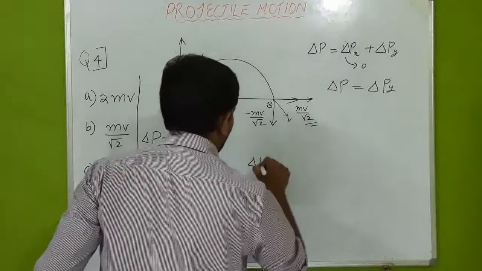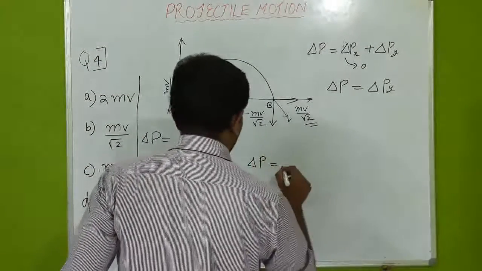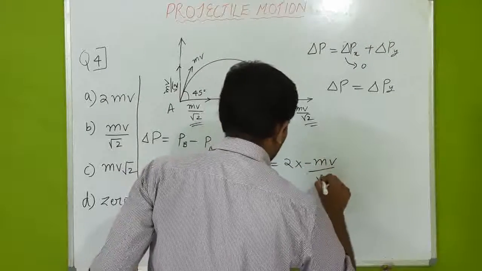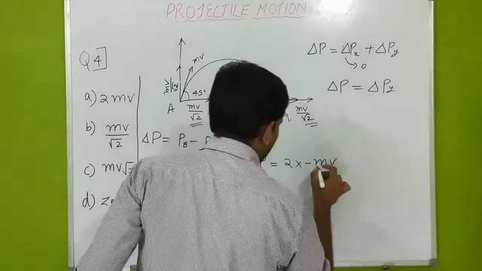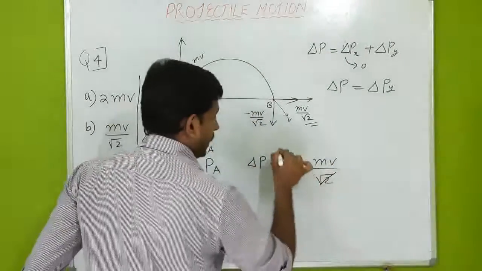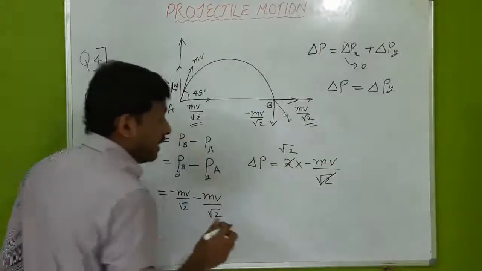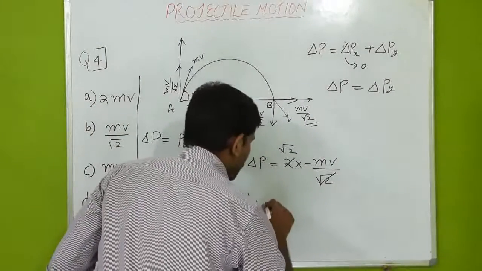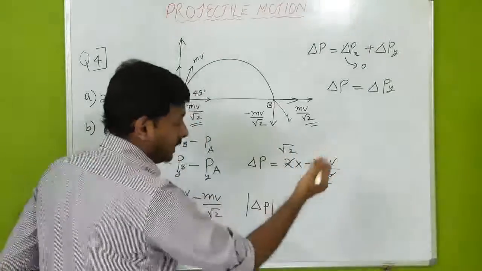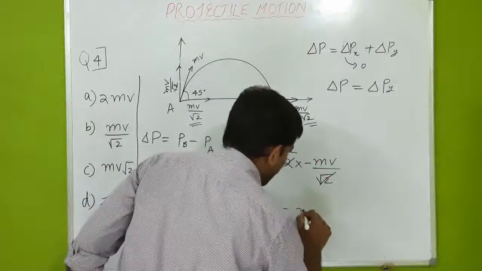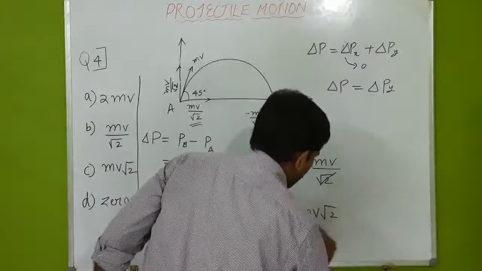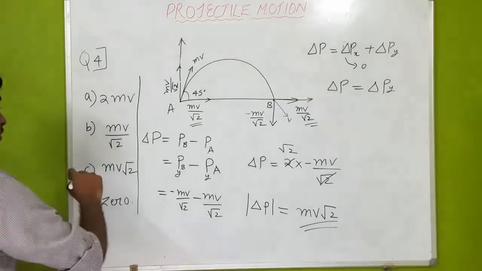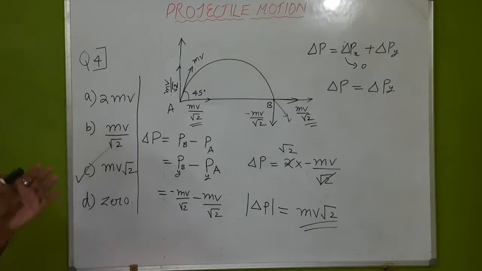Therefore, the change in momentum becomes 2 into minus mv by root 2. This root 2 and 2 get cancelled and we will get root 2. And we have to find the magnitude of the change in momentum. Therefore, the magnitude of the change in momentum delta P is equal to, the minus gets cancelled, and we will have mv into root 2. So this will be the answer. Therefore, the magnitude of the change in momentum is mv into root 2. So option C will be the correct answer.